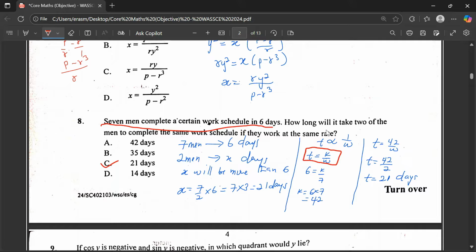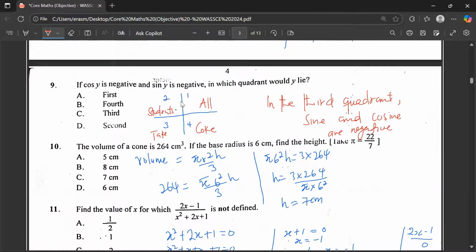Now, how long will it take two of the men to complete the same work? So now we are to find time, or the number of days it will take for two workers, right? So we are going to substitute 2 into this equation. We have t equals 42 on w, the number of workers, which is 2. And so t is going to be 42 on 2, and that is 21. So 21 days.